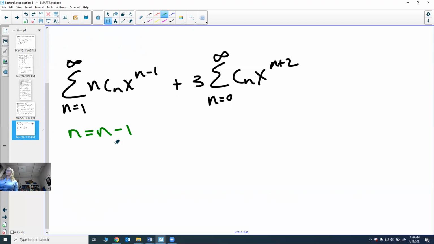So that's what I want to think about doing, making it that way, because then I'm replacing the n with n minus 1. In this other one, I want it to be n plus 2, so I'm going to replace n plus 2 with n. So kind of thinking of it this way, this is what you're looking at here.